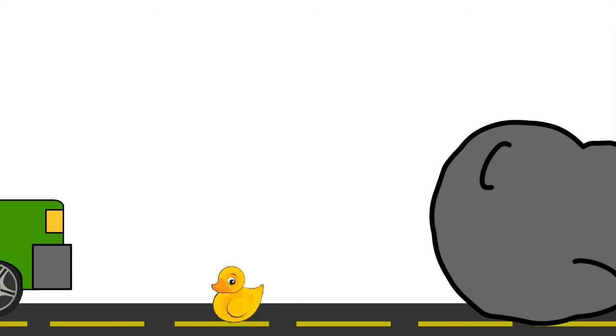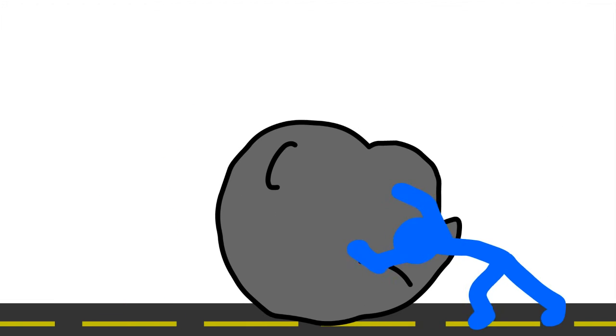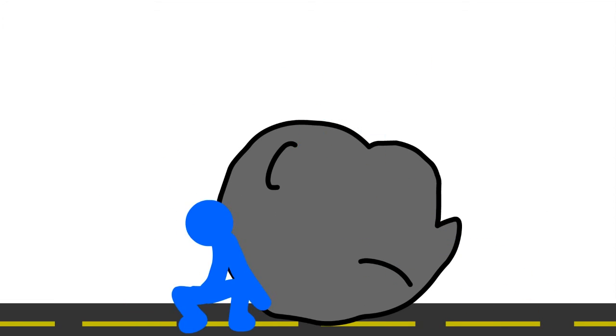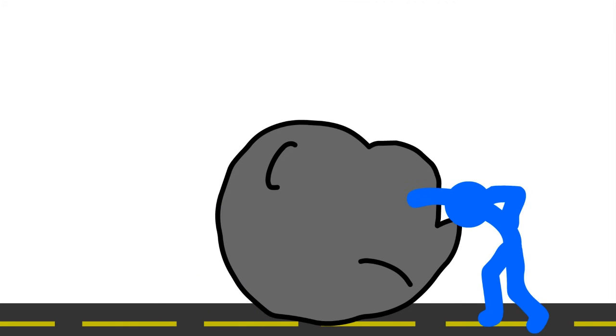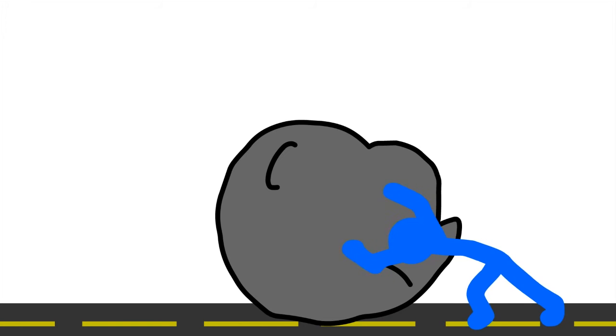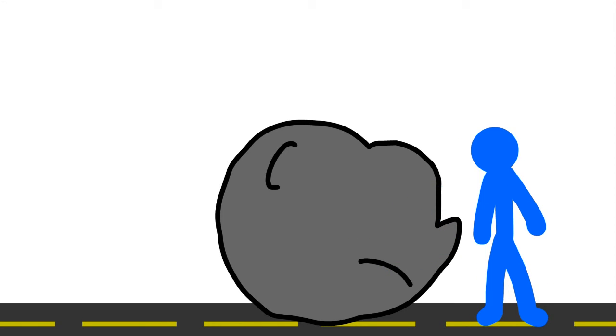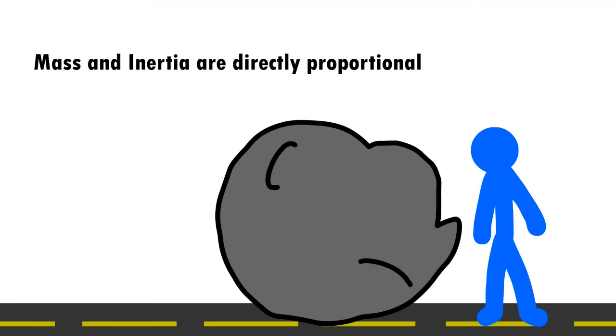Here's another example. Removing the rubber duck out of the road? Easy. Removing the heavy rock out of the road? Yeah, it's pretty impossible. This is because the rock has a larger mass than the duck. This means that the rock has a larger inertia, so it has more capability to resist our change in motion, in which a driver cannot produce enough force to counter it. This part of the situation shows that mass is directly proportional to inertia.